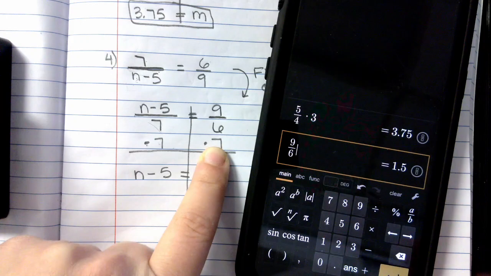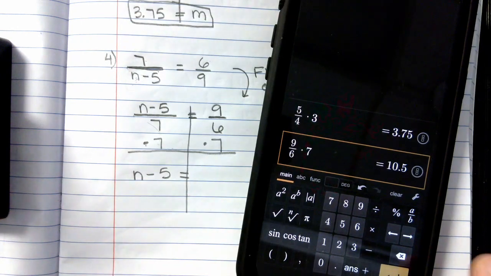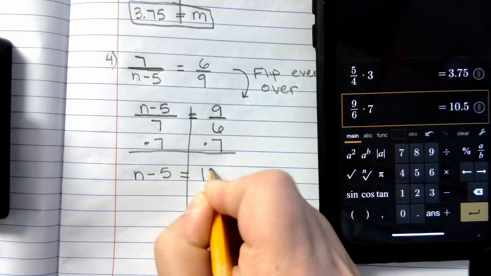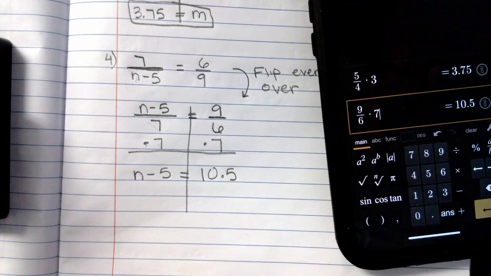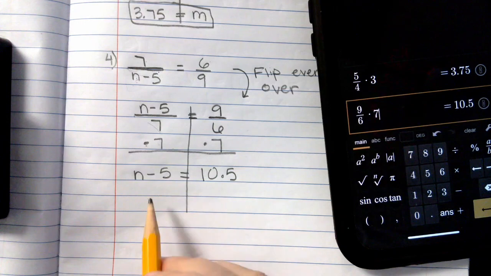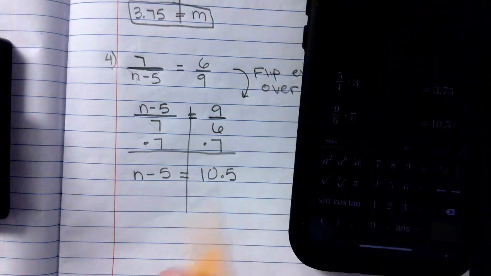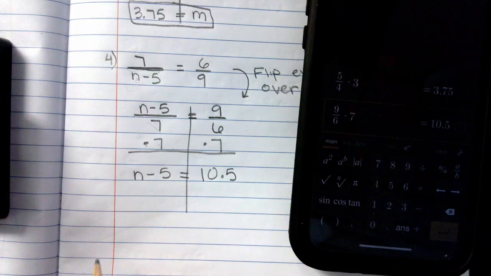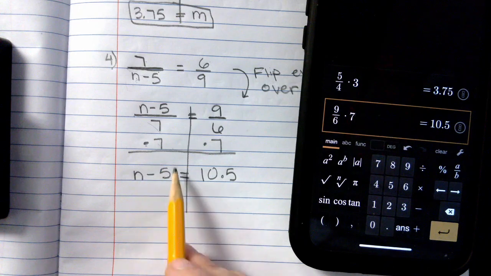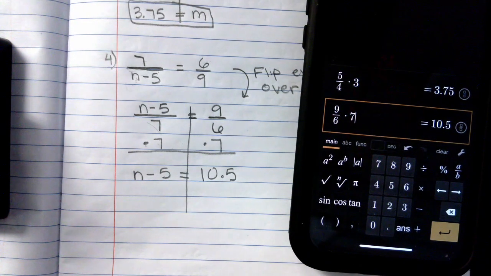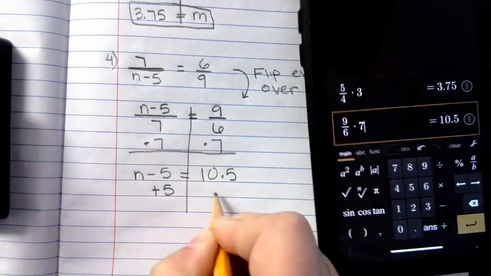All right, and then, am I done with that equation yet? Yeah, I still need to get n by itself, and what is with that n? The minus 5. So I have to think, how do I undo a minus 5? Good. Opposite of subtract is add, or that inverse. Okay, you might be able to think of that in your head. 10.5 plus 5. If that's hard for you, that's okay. You can use a calculator. And we get 15.5.